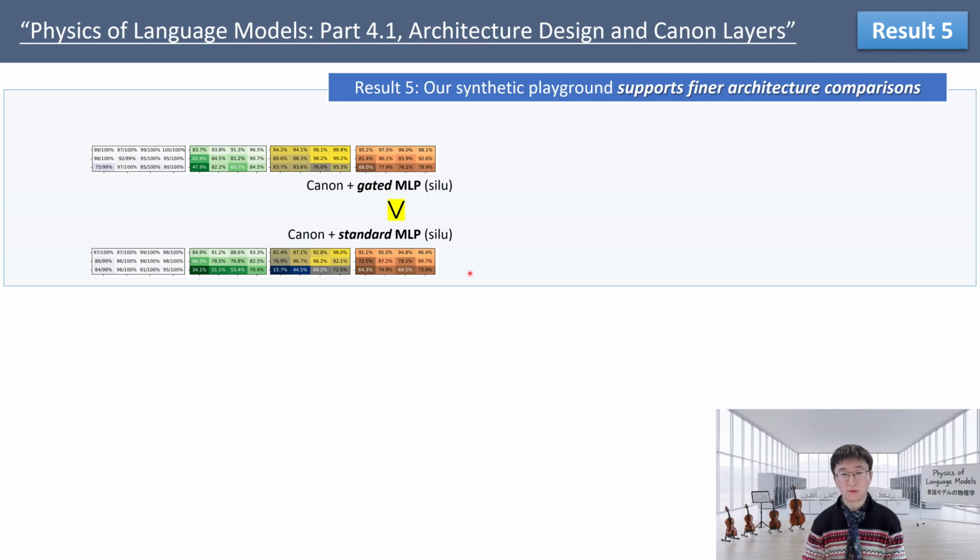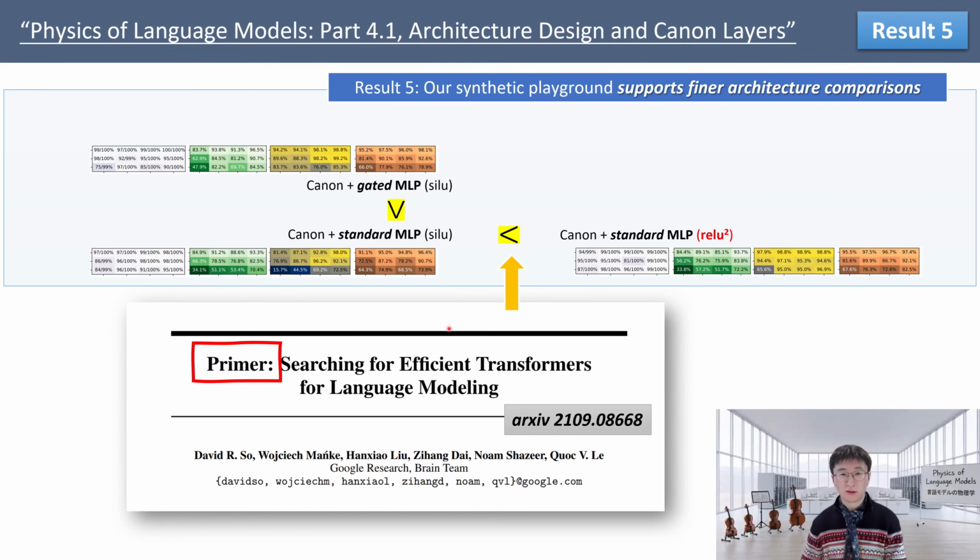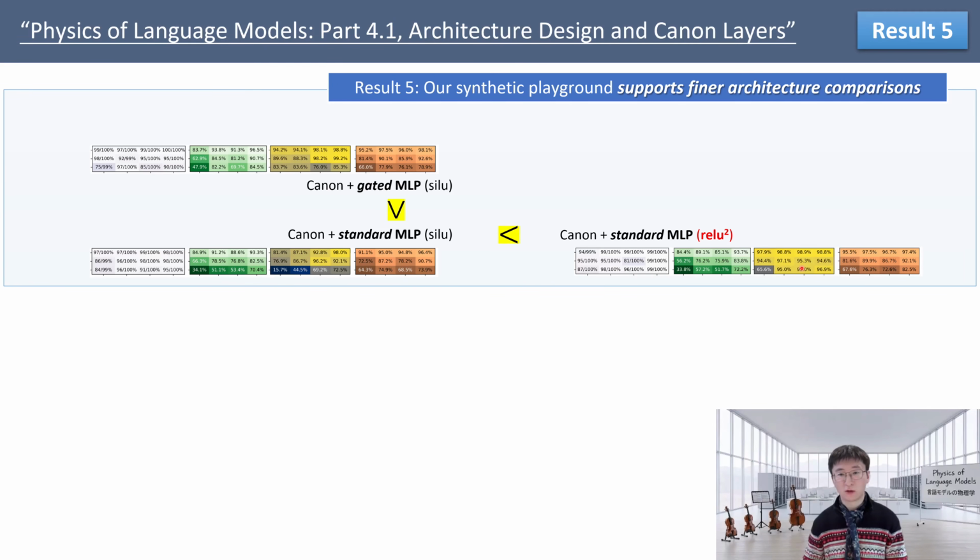Another reconfirmation of the prior work is the following: in this same premier paper, the Google researchers discovered that replacing the GLU activation with the ReLU-squared activation also improves the reasoning, and we can confirm the same. As you see here, it's becoming much brighter. So you already see that our synthetic playground is very good at telling apart very fine architecture differences about which one is better. But those are only the prior works, right?